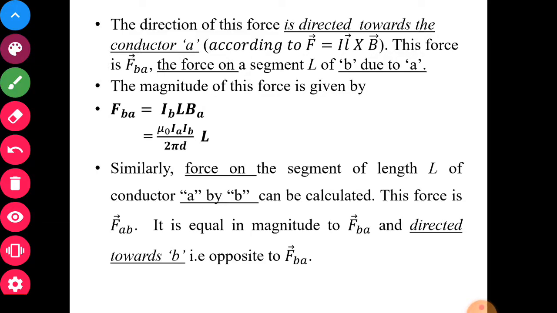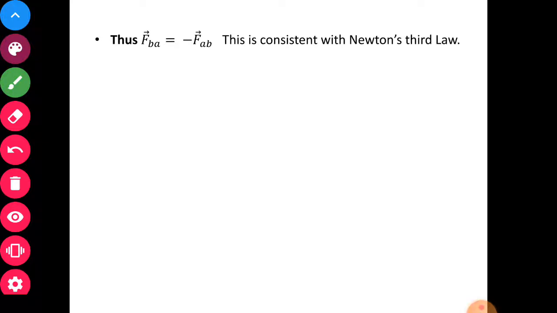So it is written that the similar force on the segment of length L of conductor A by B can be calculated. This force is force on A by B, and it is equal in magnitude to force on B by A, and it is directed towards B, that is opposite to force on B by A. So both the forces are equal in magnitude, opposite in direction.